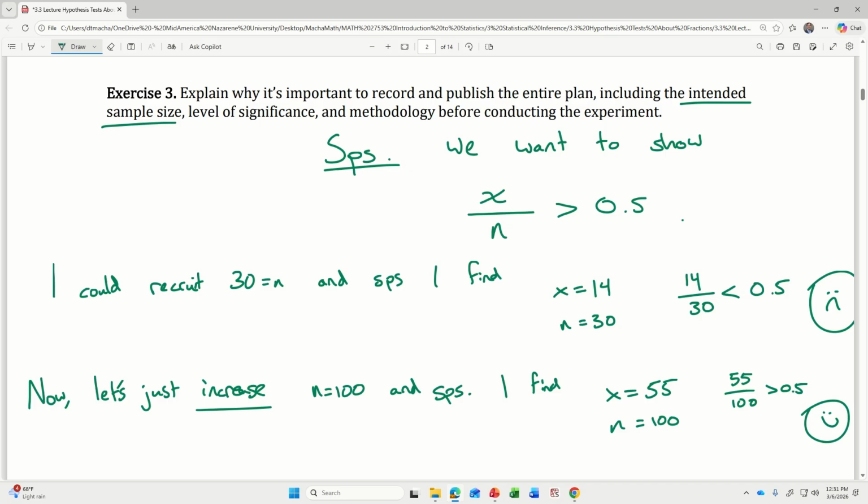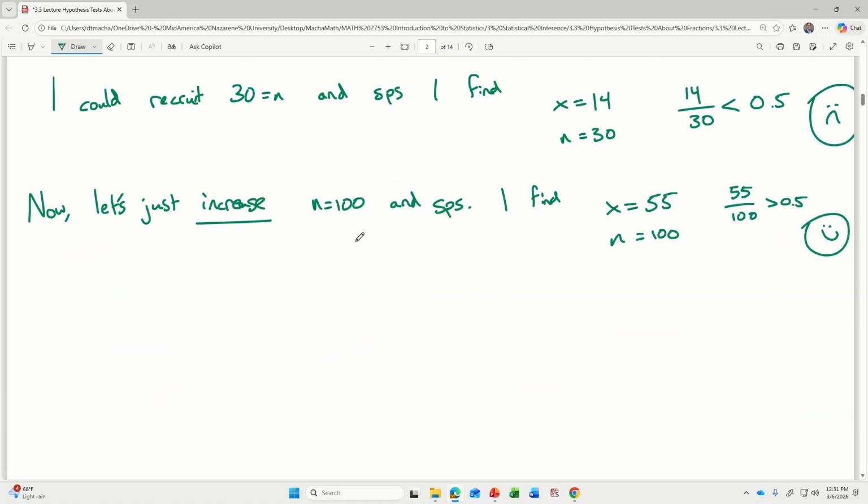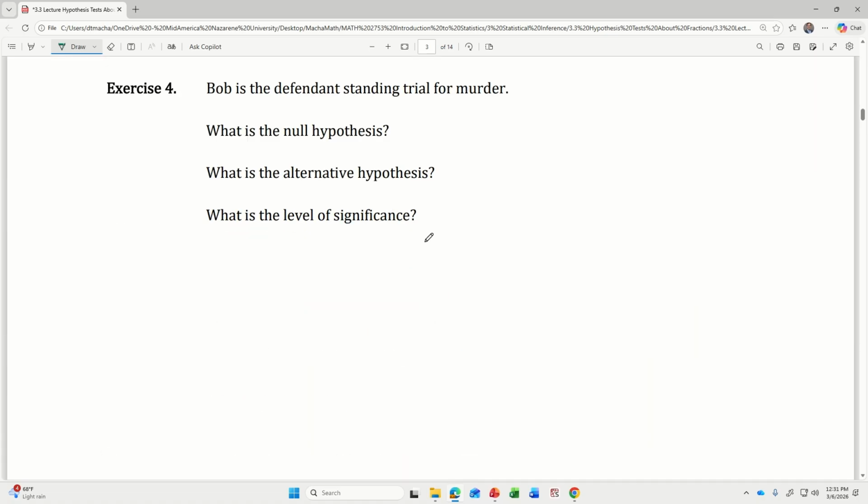So you don't want to increase the sample size just to make it fit your narrative. Exactly. The idea is we want to eliminate possible sources of bias. Every researcher is human. Every researcher has their own opinions, but we don't want the researcher's opinion to be reflected in the conclusion. We want to have an unbiased conclusion. So that's an example of what not to do. The important thing is you publish everything ahead of time.